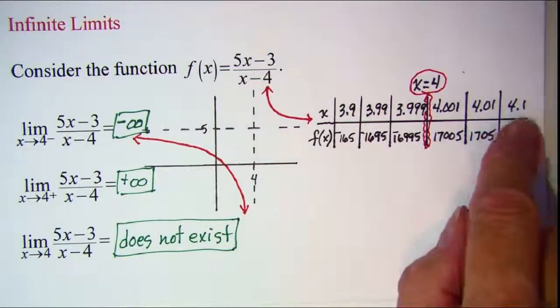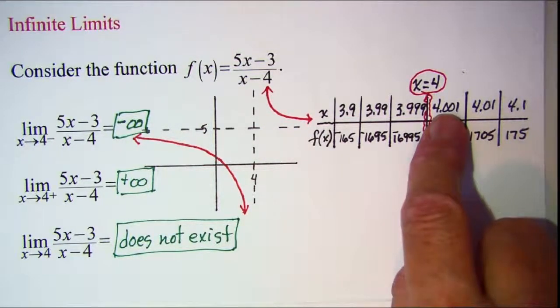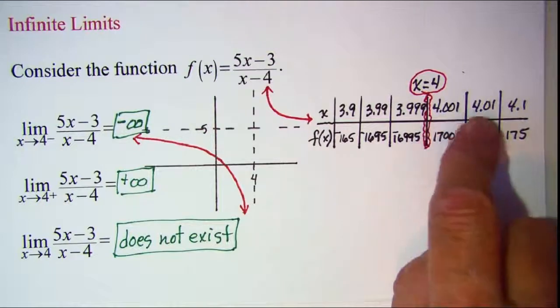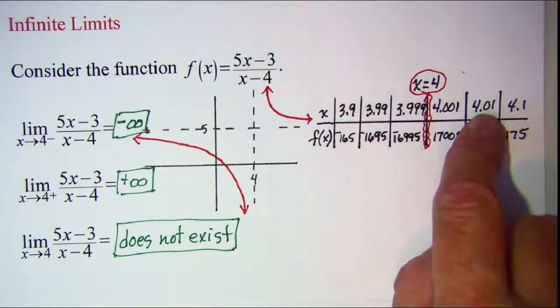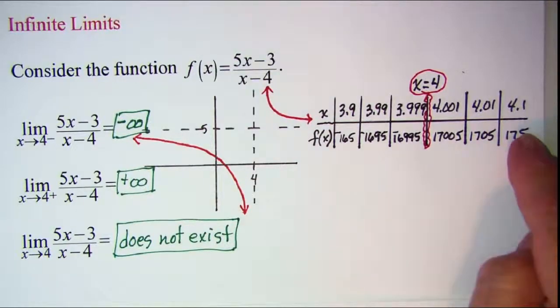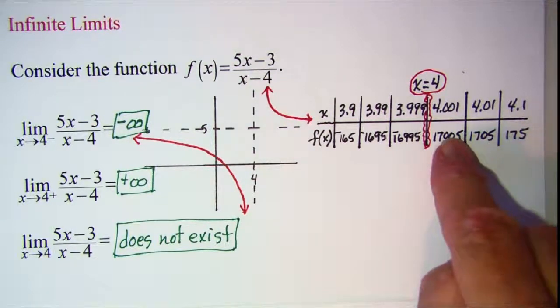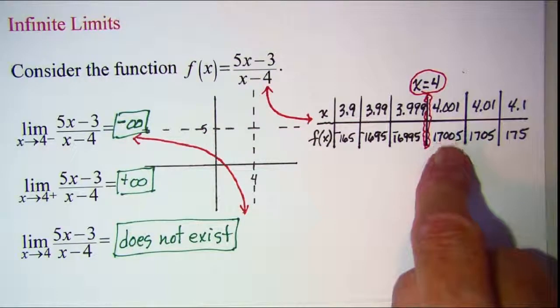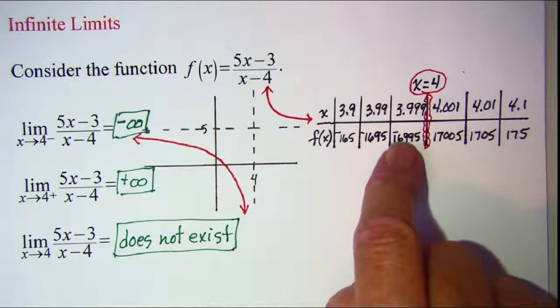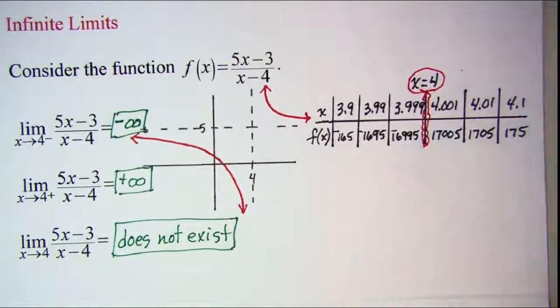If we were coming in from the right, or from the positive direction, a very close value would be 4.001, and then not so close would be 4.01 and then 4.1. And you can see that as we approach 4 from the positive direction, this value is very large and it's positive. So this indicates a positive infinity, and this one indicates a negative infinity.